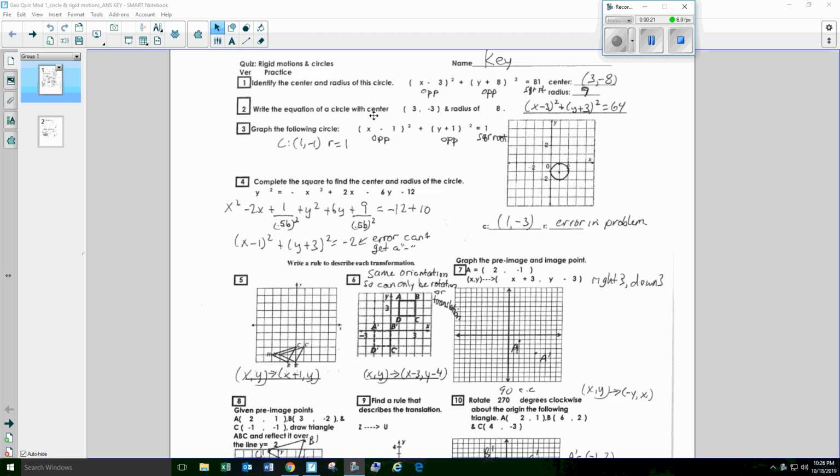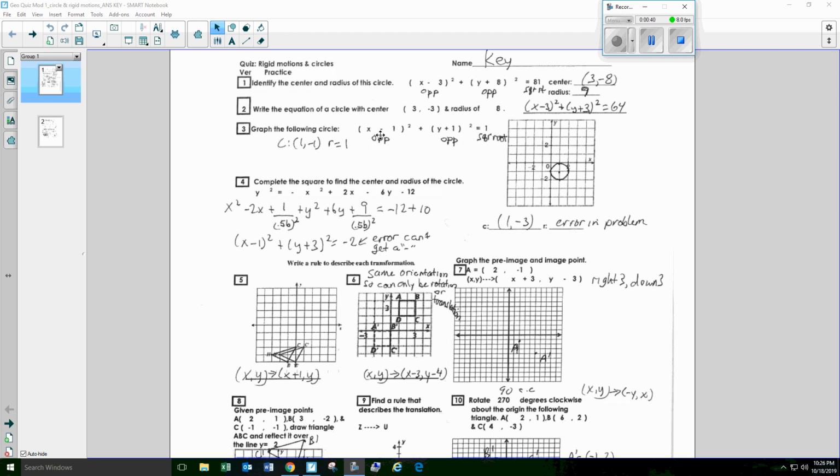To write an equation of the circle with center 3, -3, and radius 8, again, we do the opposite, opposite. So we have (x - 3) squared plus (y + 3) squared. Those are both the opposites. And then the radius squared. So 8 squared is 64.